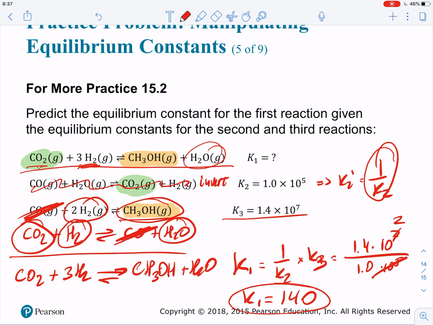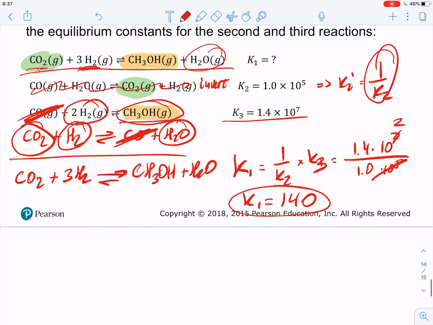Okay, so this section was more about understanding where the constant comes from and how you calculate those, how you can manipulate the constants so that you can obtain different reactions from sets of reactions. Pretty much like Hess's law from 170. Okay, so that's it for this section.